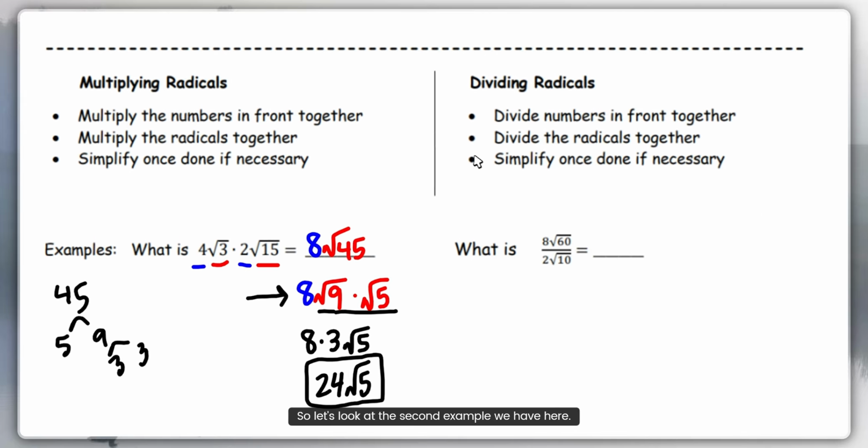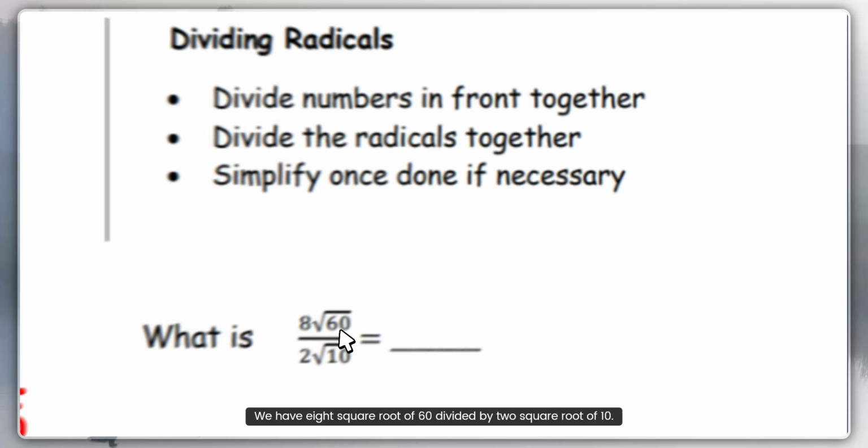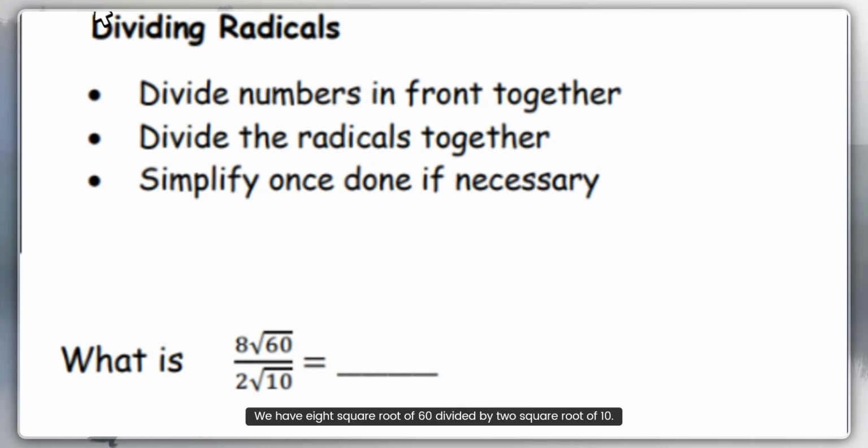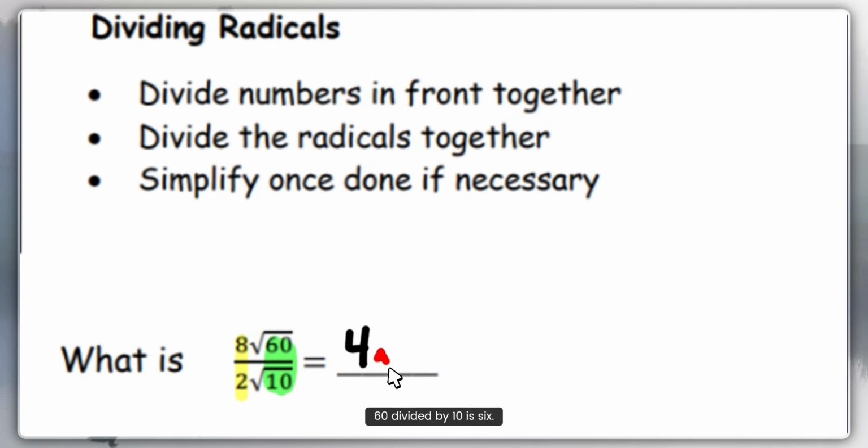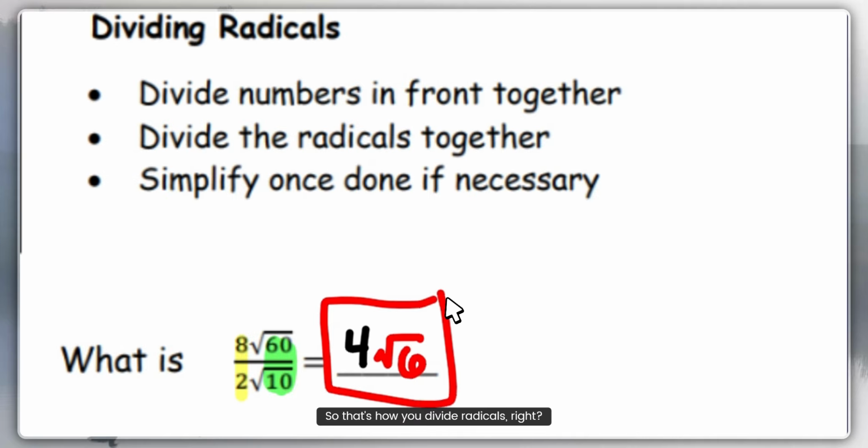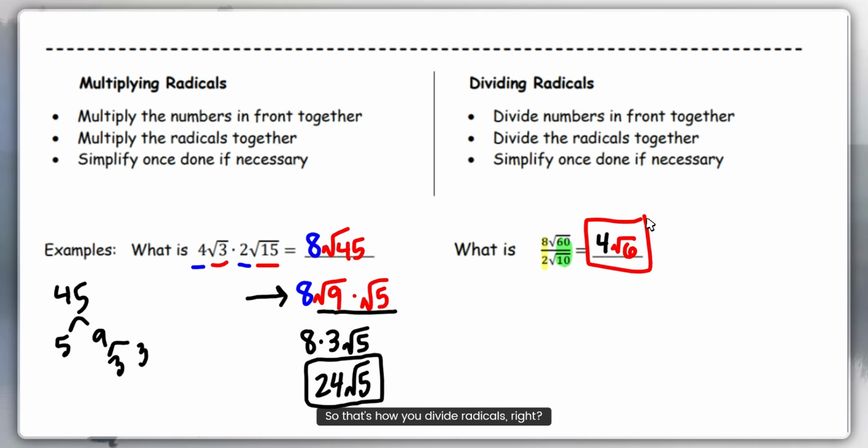So let's look at the second example we have here. We have 8 square root of 60 divided by 2 square root of 10. So like we said earlier, what we're basically doing is we're just working with the numbers in front, 8 divided by 2, and then you're working with the numbers under the square root. So if we're going to work with the numbers in yellow, they're out in front. 8 divided by 2 is 4. And then square root of 60 divided by square root of 10, well, you're just going to divide 60 by 10. 60 divided by 10 is 6. So this becomes 4 square root of 6. So that's how you divide radicals, right?